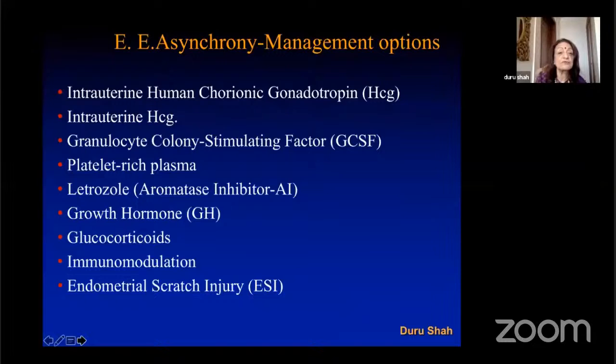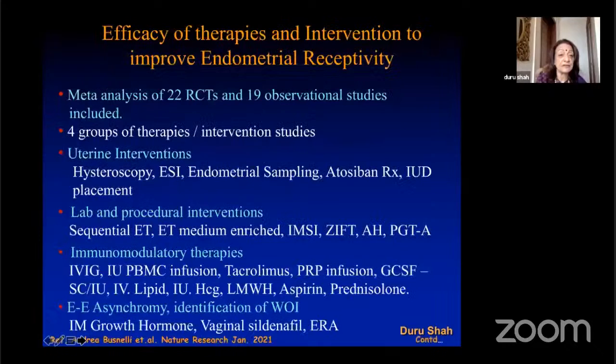Now, in order to improve this endometrial asynchrony, there have been various modalities which have been tried by clinicians. It consists of intrauterine HCG transfer, intrauterine GCSF, platelet-rich plasma, giving letrozole, giving growth hormone to the stimulation protocol, adding immunomodulation, glucocorticoids, and endometrial scratch injury. Then a meta-analysis of 22 RCTs and 19 observational studies was included in this meta-analysis, where they divided all these interventions into 4 groups of therapies or intervention studies.